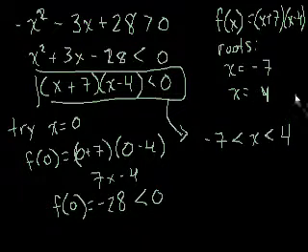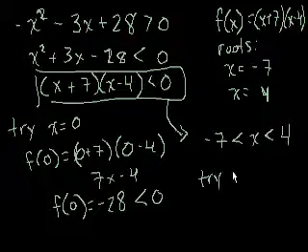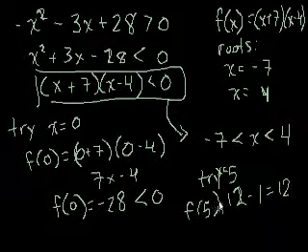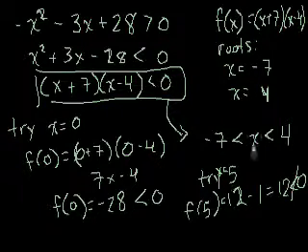You could have done it the other way. You could have tried a number that's outside of the roots, either less than minus 7 or greater than 4, and tried it out. Let's say you had tried out 5, x equals 5. Well, then f of 5 would be 12 times 1, which is equal to 12. f of 5 is 12. Is that less than 0? No. So that wouldn't have worked. So once again, that gives us confidence that we got the right interval.